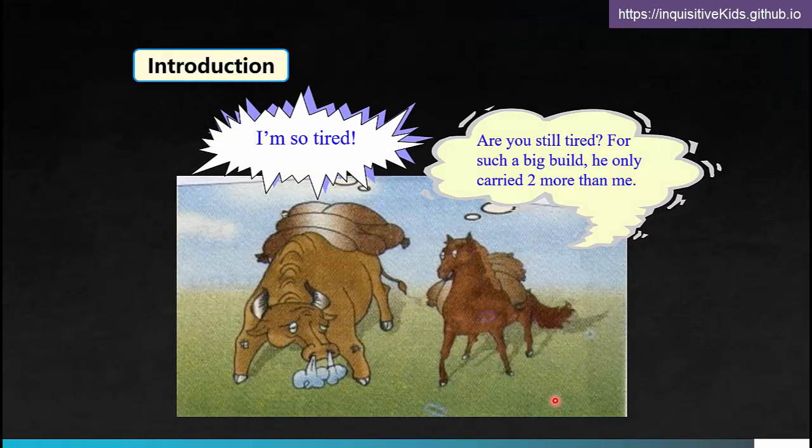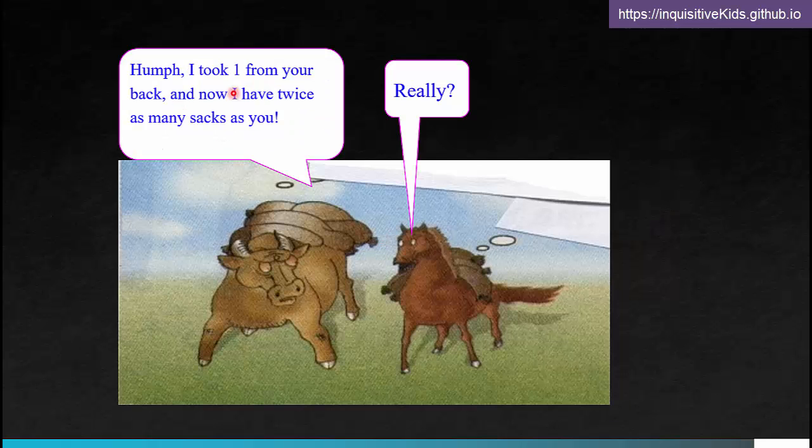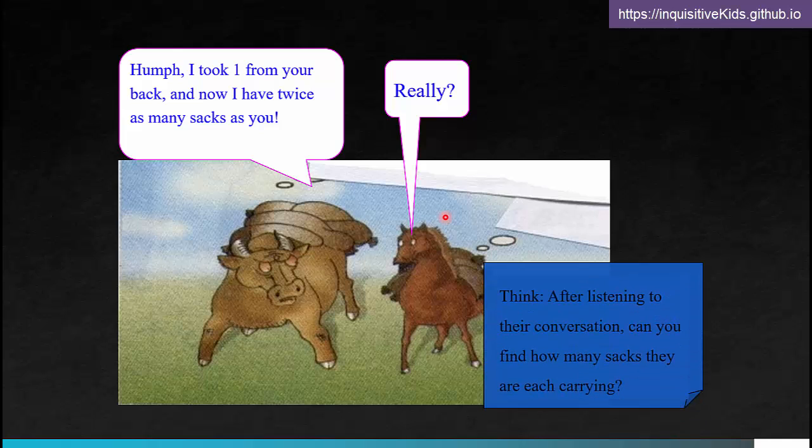So here's our introduction. Here we have a cow and we have a horse. I'm so tired, the cow says. Are you still tired? For such a big build, he only carried two more than me. So as you can see, they are carrying sacks of stuff from maybe like sand or wheat or something. I took one from your bag and now I have twice as many sacks as you. Really? So think, after listening to their conversation, can you find how many sacks they are each carrying?